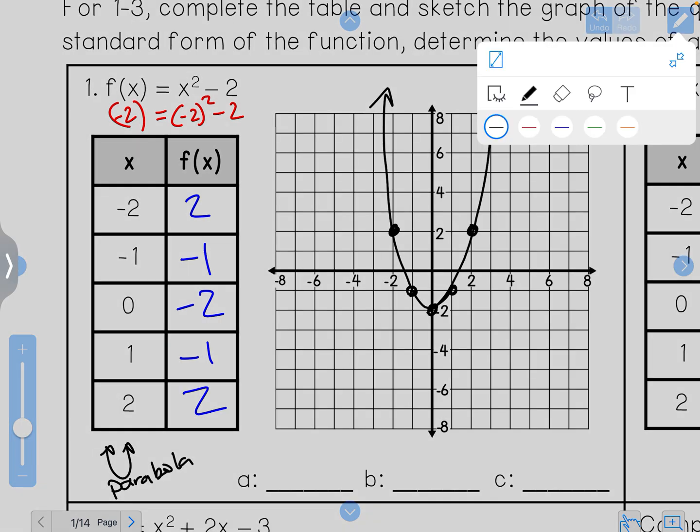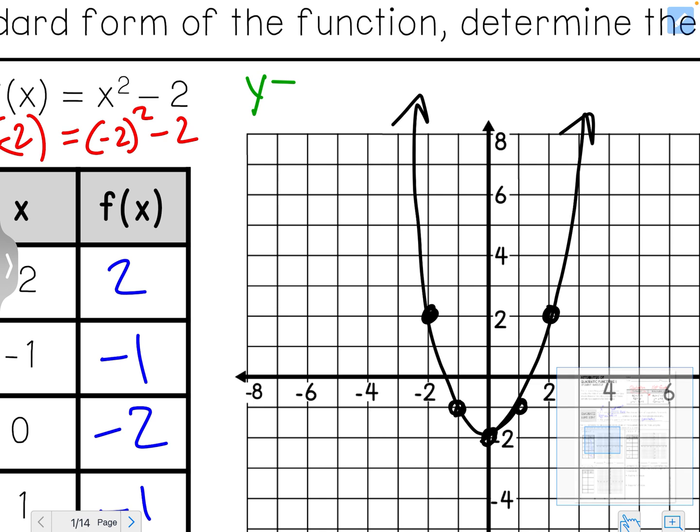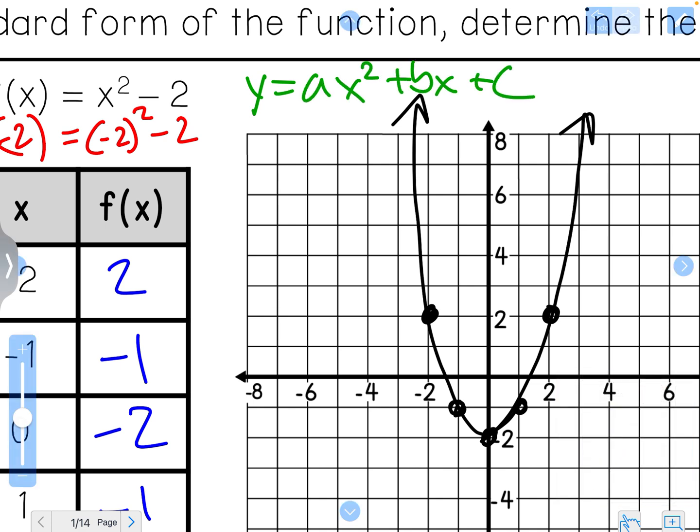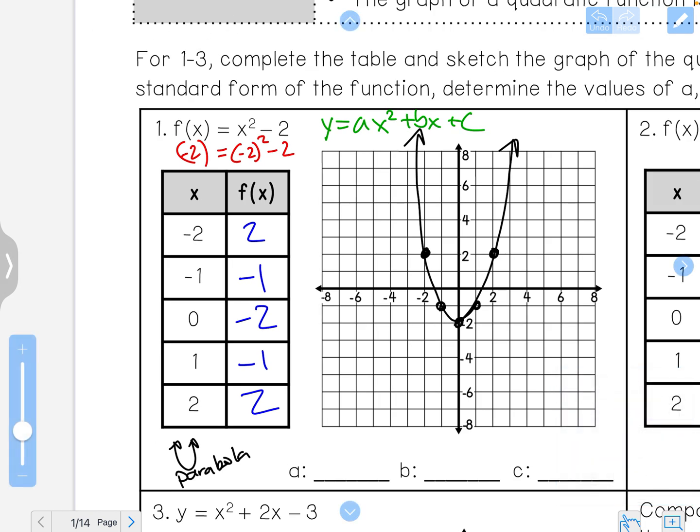So our a value, remember we said our standard form is y equals ax squared plus bx plus c. We've also been using these when we were doing factoring. So our a is the number in front of x squared, and we always have an invisible 1 if there's not a number. If we notice there's no bx term, so our b is going to be 0 because it disappeared, and then our c is going to be -2.